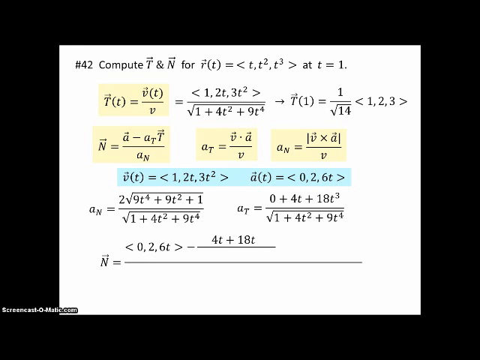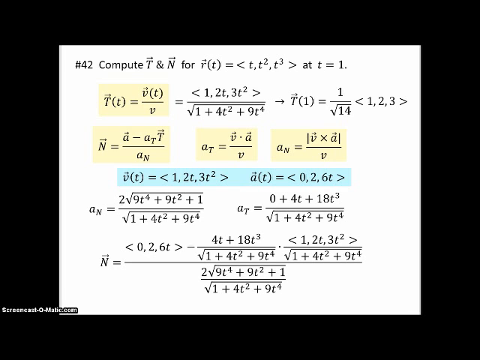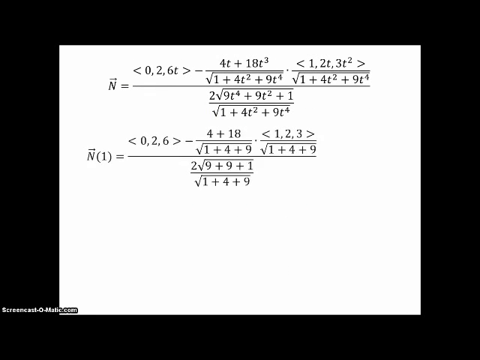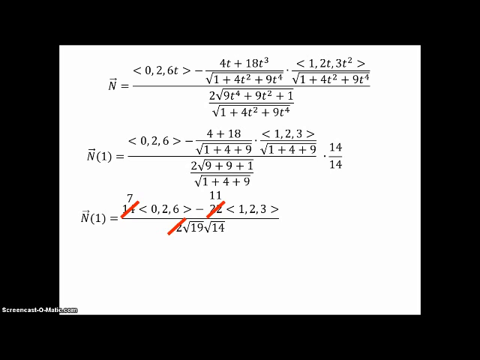And so the normal vector, take a deep breath, is the acceleration vector minus the tangential component times the tangent vector, all divided by the normal component. Now, I wouldn't want to have to simplify that algebraically, so luckily we're going to plug in 1 for t. There it is again, and there it is with the 1 plugged in. And that's still kind of messy. So to simplify, let's multiply by 14 over 14, and then let's reduce by 2, and then we do our multiplication and addition, and there's the normal vector at 1.